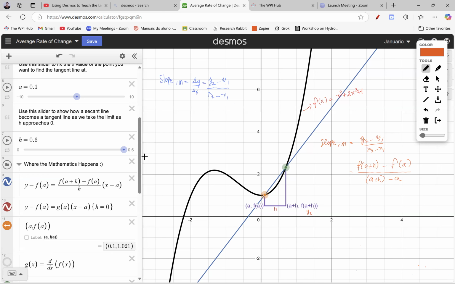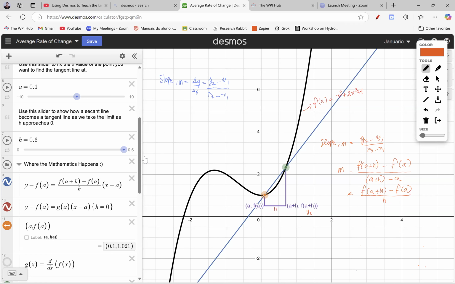So let's call this slope m for now. So let's simplify f of a plus h minus f of a divided by, at the denominator, a plus h minus a. So what happened here? The a will cancel out. A minus a is 0, correct? This cancels out. All you are left with is simply h.